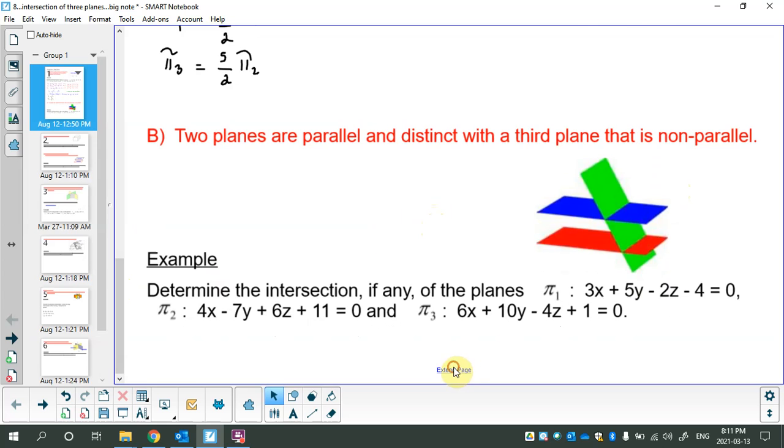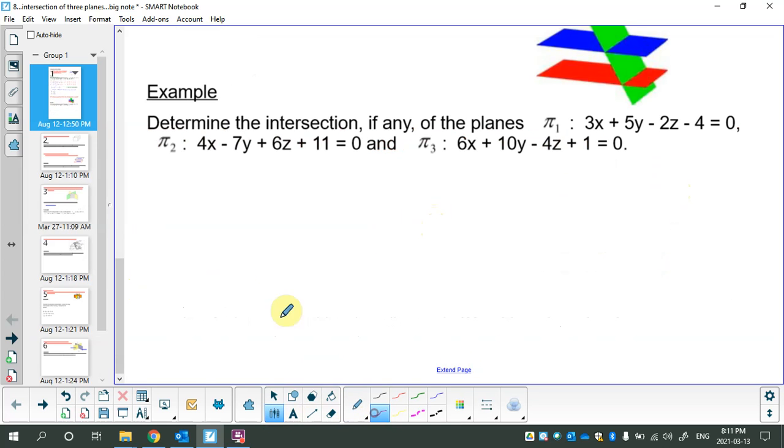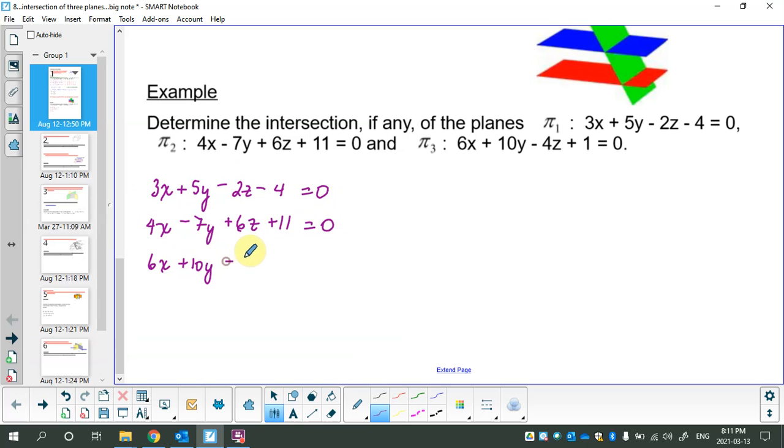So I'm going to do what I did in the last question, and that is stack my information. So the first plane is 3x plus 5y minus 2z minus 4 equals 0. The second one, 4x minus 7y plus 6z plus 11 is equal to 0. And the third one, 6x plus 10y minus 4z plus 1 is equal to 0. So I'm going to call this number 1, this number 2, and this number 3, rather than calling them plane 1, plane 2, plane 3.